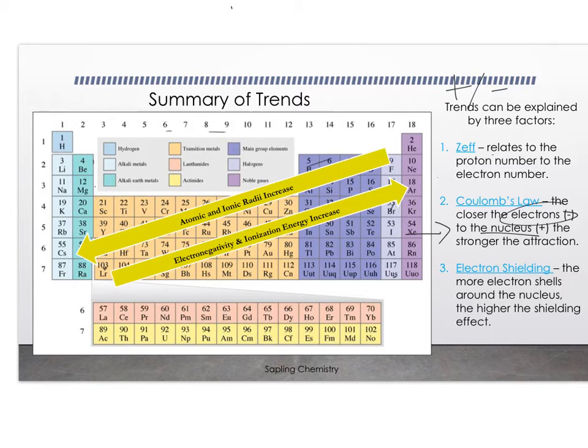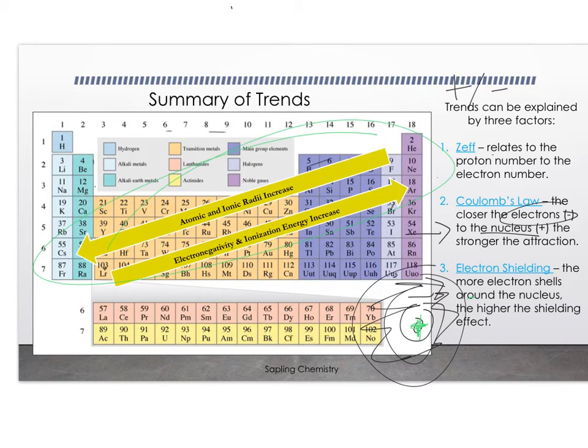between those 2 particles. And then your electron shielding is related to the more electron shells. So if you increase the rings around the nucleus, you're creating a shielding effect between the positively charged nucleus and the negatively charged outer electron. So again, we need to understand the trends and then be able to explain using these 3 terms.